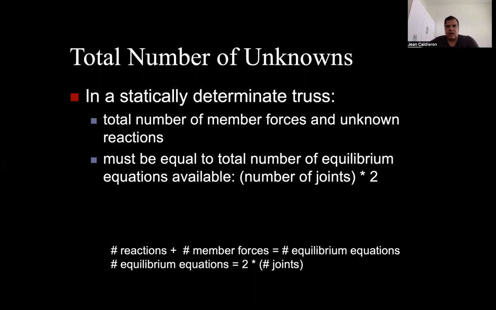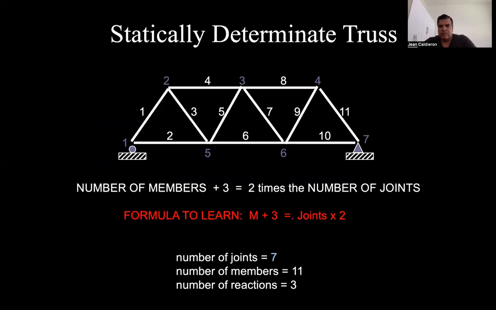Well, something similar happens when we speak about trusses. This may sound complicated, but I will show a formula that will help us understand very easily what's going on. Well, the number of equilibrium equations is the number of joints multiplied by 2.